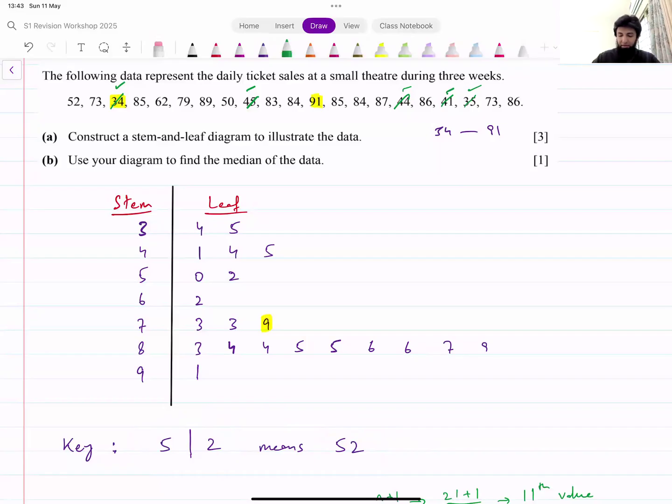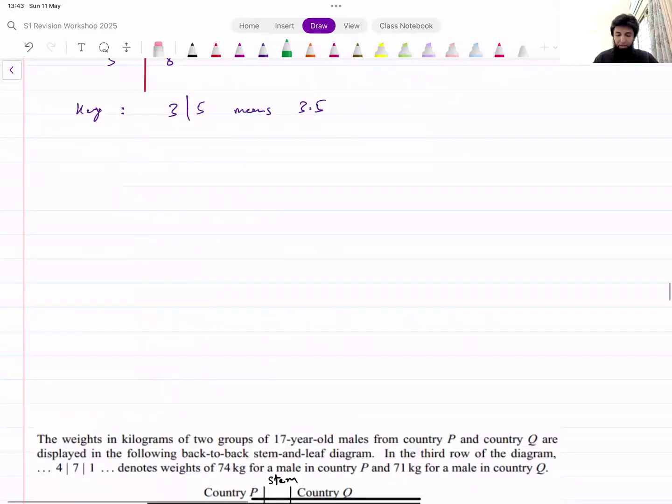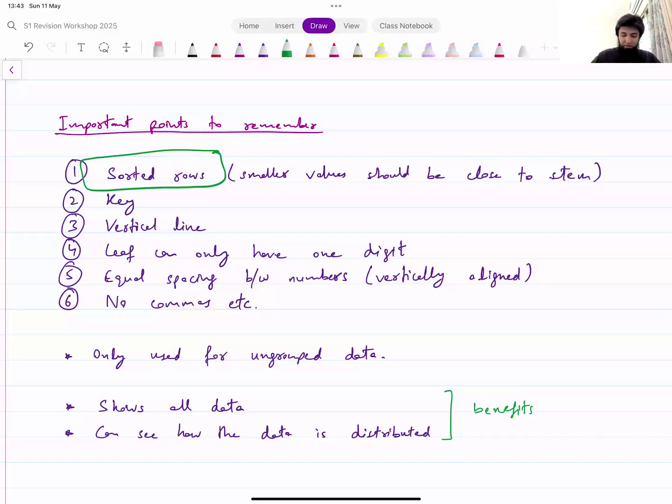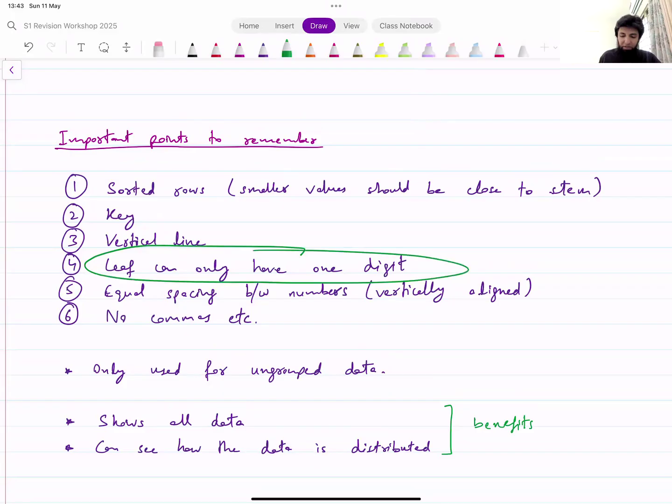Now, there are some properties that are very important for a stem-and-leaf diagram. The rows should be sorted. Everything should be sorted. In every row, the data points should be sorted. You have to represent the key. The vertical line between stem and leaf is very important. You always need to have that. Leaf can only have 1 digit. You can never have multiple digits in the leaf column. For each value, you would only have 1 digit in the leaf column. In stem, you can have multiple digits. In leaf, you cannot.